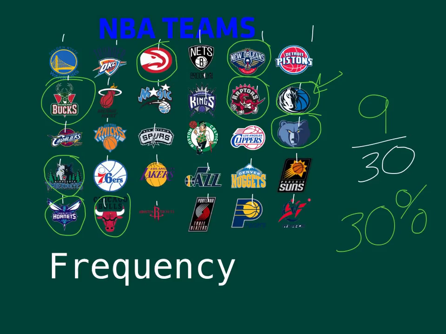And if I understand frequency, I know that the closer I get to 100%, the more often something happens. The closer I get to 0, the less often something happens. So it's not really frequent that the NBA has teams with animals in their logo. But it's not quite near 0. It's a reasonably substantial amount.